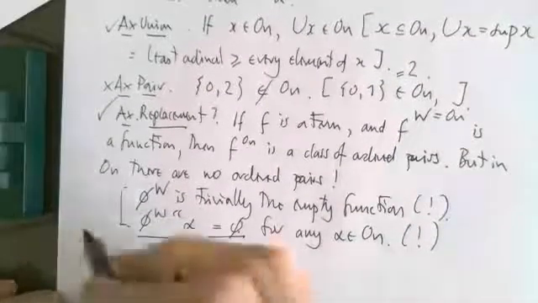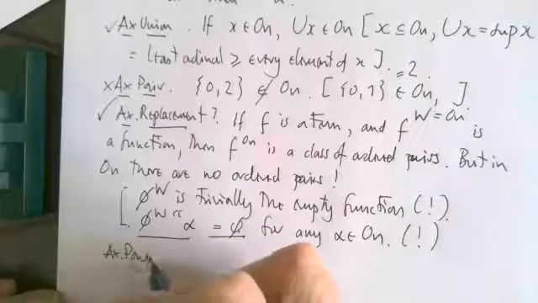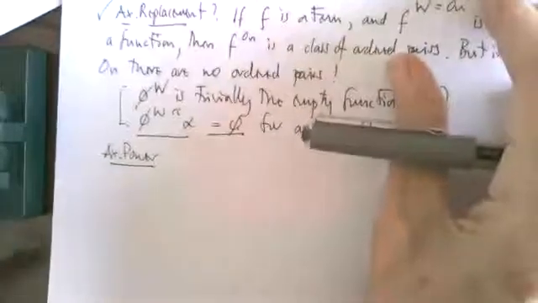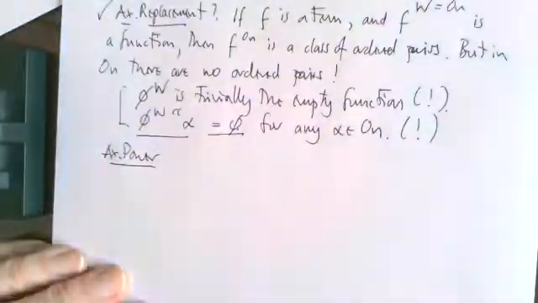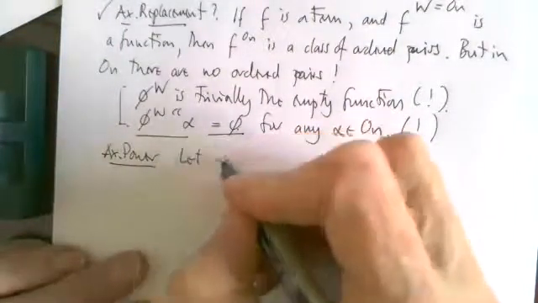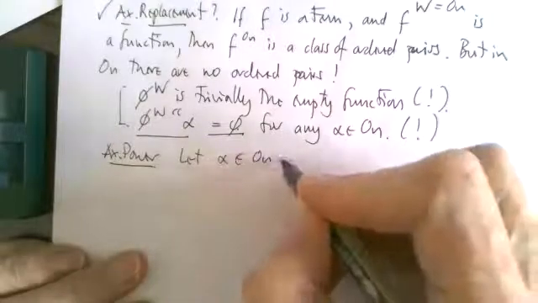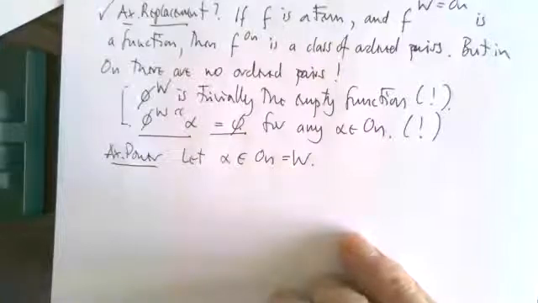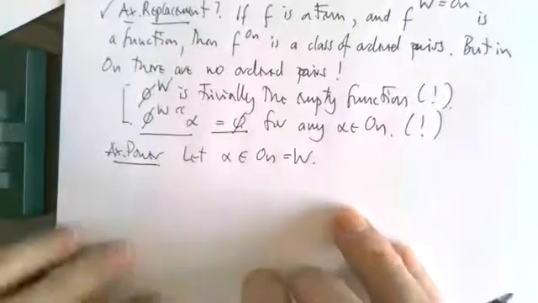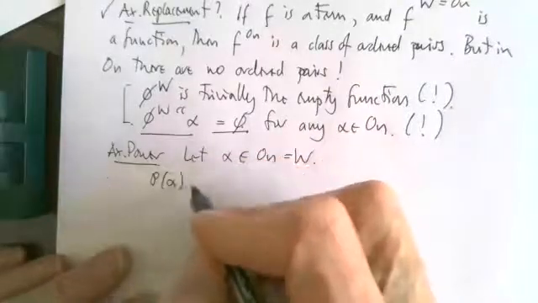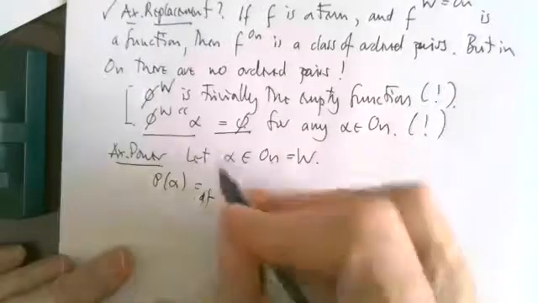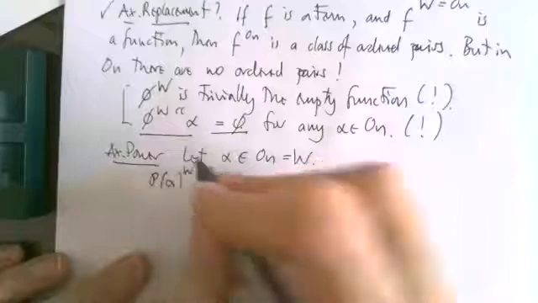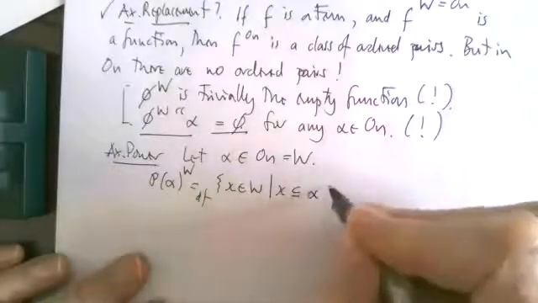And what about the axiom of power? Power set axiom. So let's take a member of our universe, alpha. What is the power class of alpha? By definition, this is the collection of x's in W such that X is a subset of alpha.